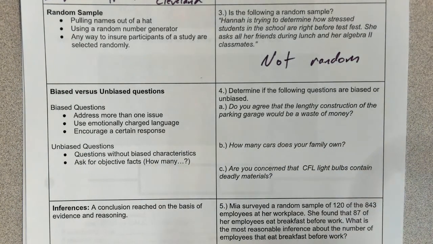Okay, talking about bias. Bias questions are questions that are asked in a way that maybe they address more than one issue. They might use emotionally charged language intended to get the person to answer a certain way. Sometimes these can all be used at the same time, to encourage a certain response. Those are types of biased questions. Unbiased questions are questions without the biased characteristics, right? So if you're just asking for objective facts, those kinds of things are much less likely to be biased. So let's go through these examples here so you can get an idea of what a biased question looks like.